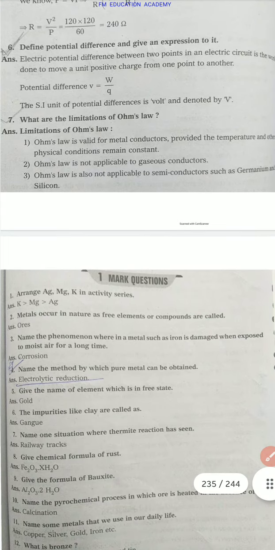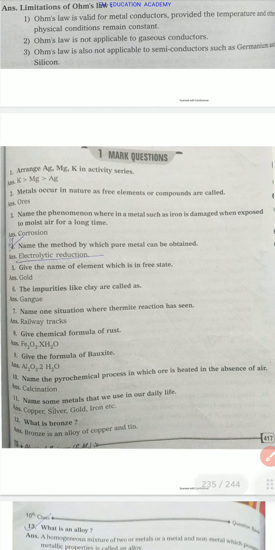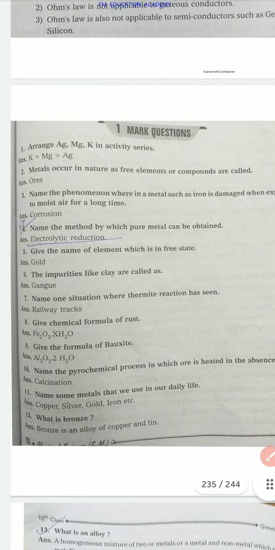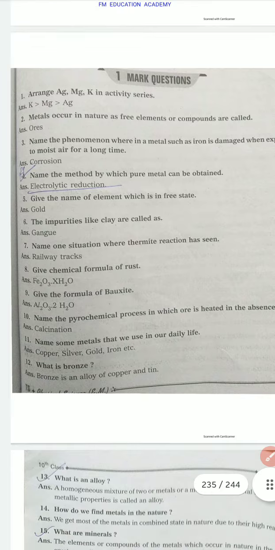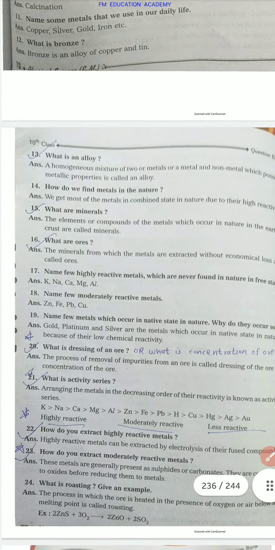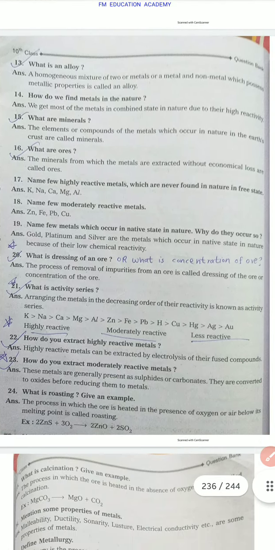Then the last chapter, which is principles of metallurgy. Name the method by which pure metal can be obtained. Electrolytic reduction. You can also go through the other questions if time permits, but first concentrate on the ticked and star questions. Okay, this is very important.